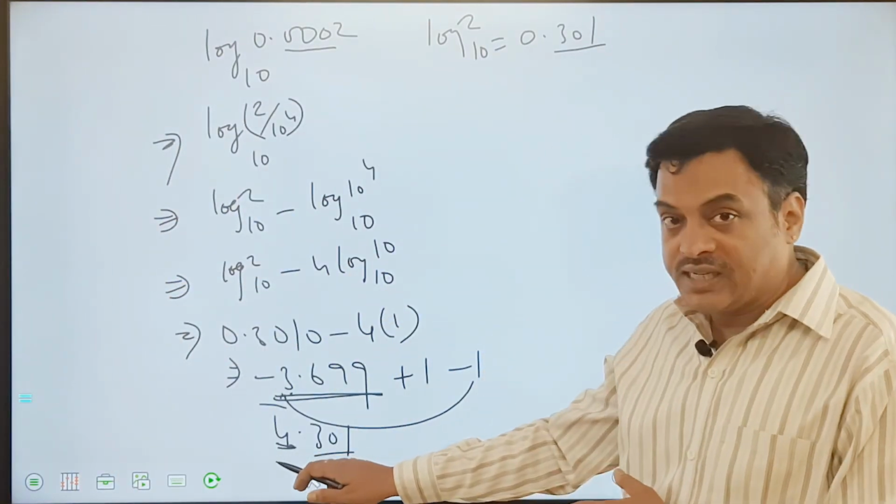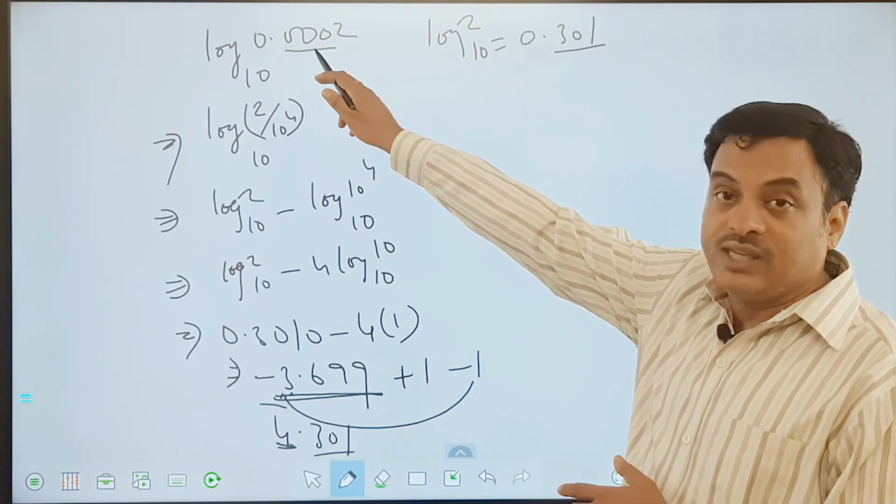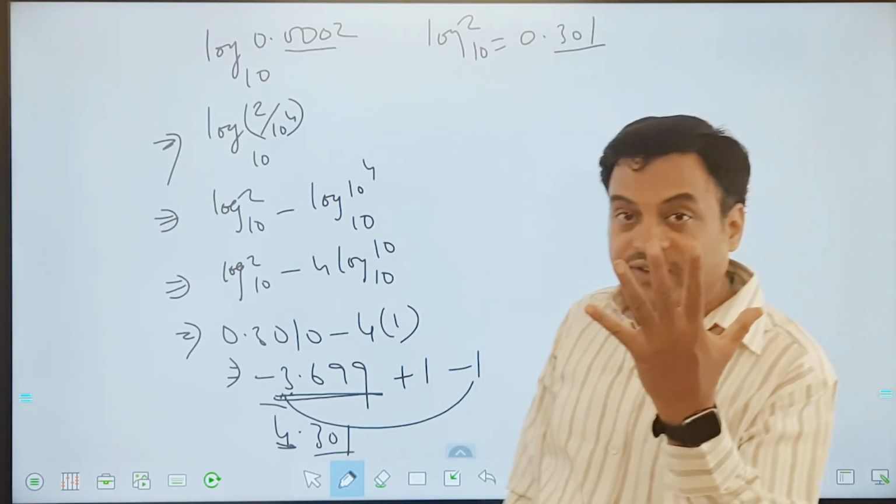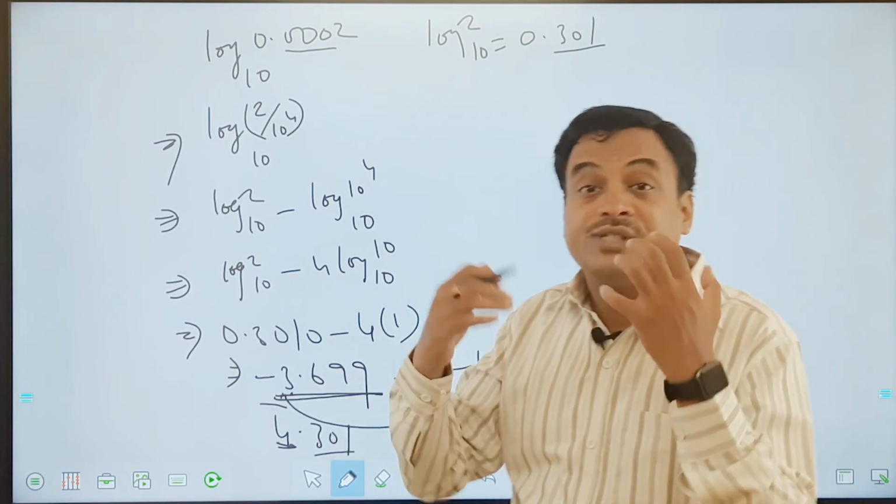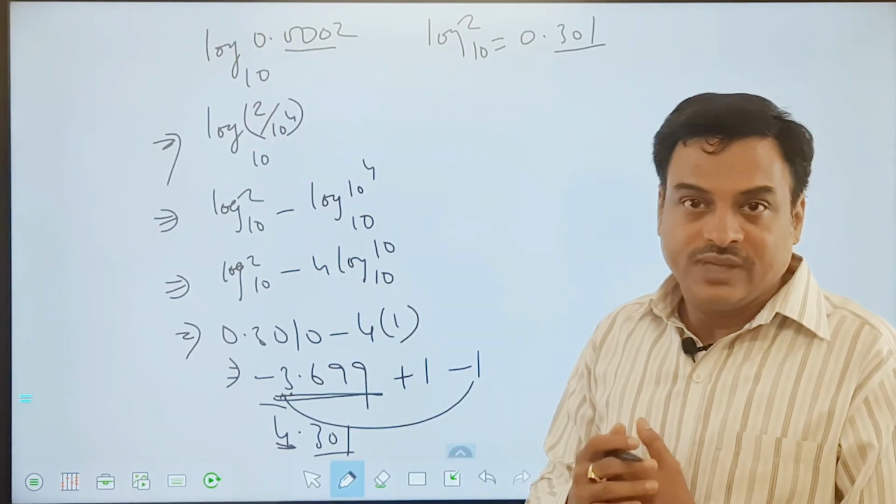Okay, all of you? So if the characteristic value is 4, you will have 3 zeros. If the characteristic value is 5, I will get 4 zeros. If the characteristic value is 6, I will get 5 zeros there. Is that clear, all of you?